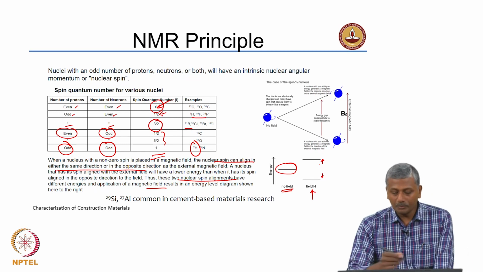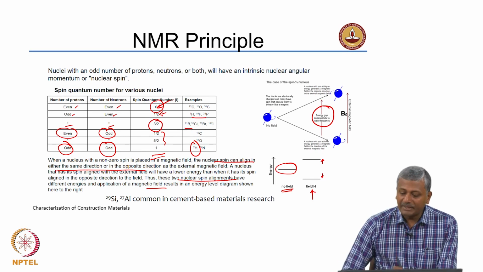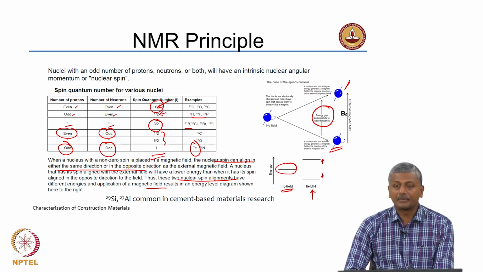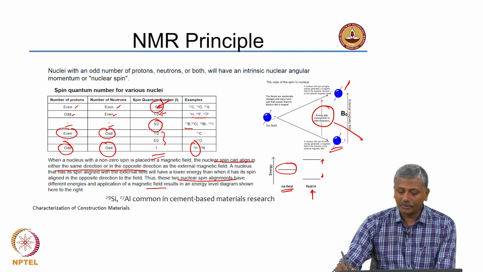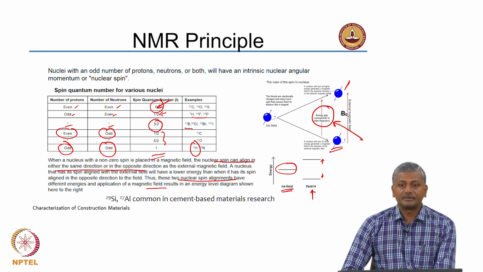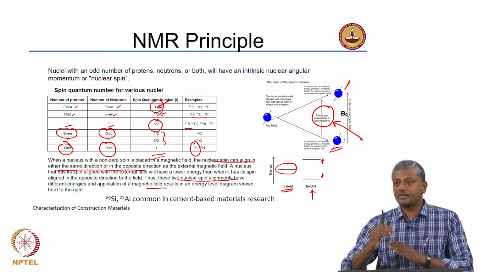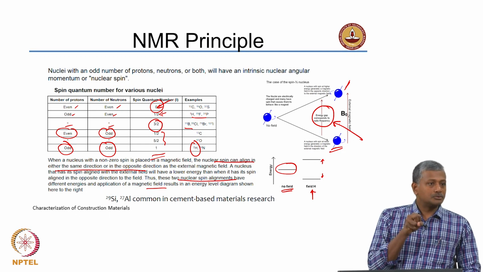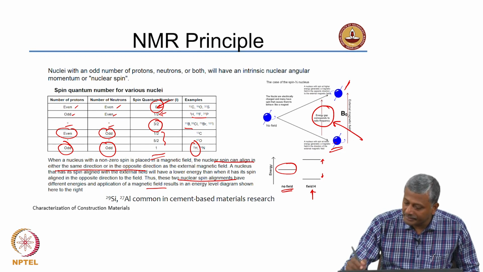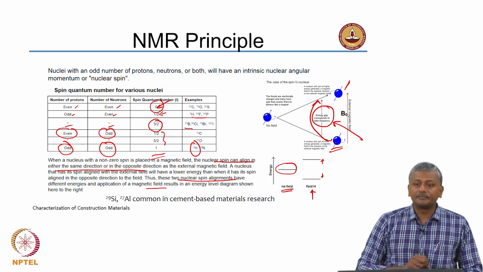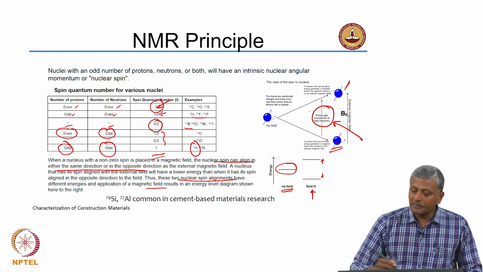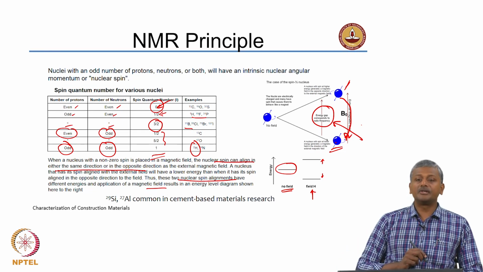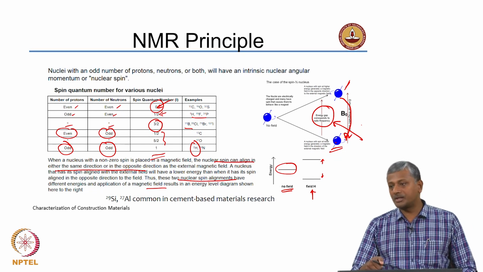Now this gap that exists between the low energy state and the high energy state corresponds to radio frequency. If you want to bridge that gap, it can happen either by absorption of radio frequency radiation, which will bring the nucleus up to that level, or by emission of radio frequency radiation, which will bring the higher energy nucleus back to the lower energy level.